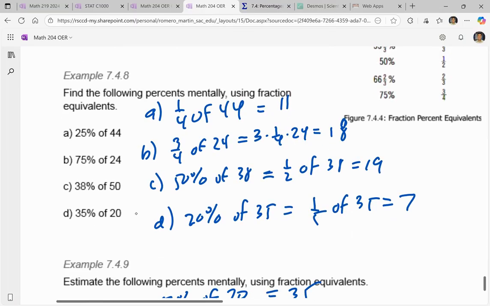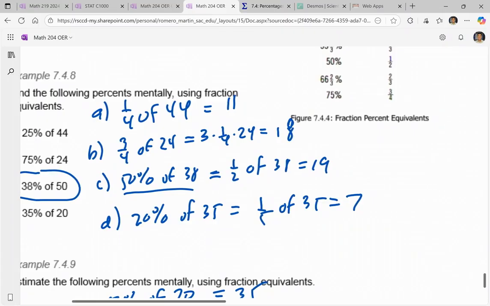This is a cool one here. 38% of 50. That seems hard to do, but what we realize is this is commutative, meaning I could just switch the order, right? 38% of 50 turns out to be the same answer as 50% of 38. That's kind of a cool discovery that we have. And so that's just half of 38, or 19, right?